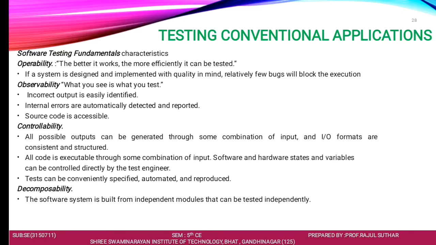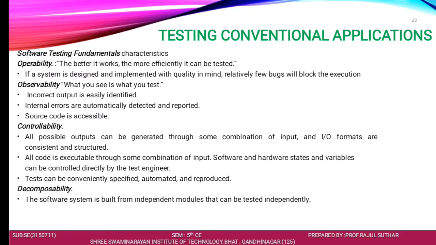Controllability means all possible output can be generated through some combination of input as well as output format. All code is executable through some combination of input. Software and hardware state and variables can be controlled directly by the test engineer. Tests can be conveniently specified, automated and reproduced.